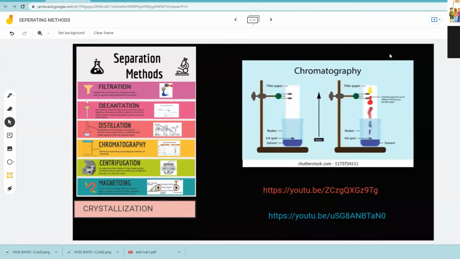Okay, so while we have learned a lot of separation techniques by now, filtration, decantation, chromatography, centrifugation, magnetizing, and crystallizing, correct? Okay, so I will ask the easiest one. Fahad, what is magnetizing? Using a magnet to separate. Obviously, it's an easy technique, correct?